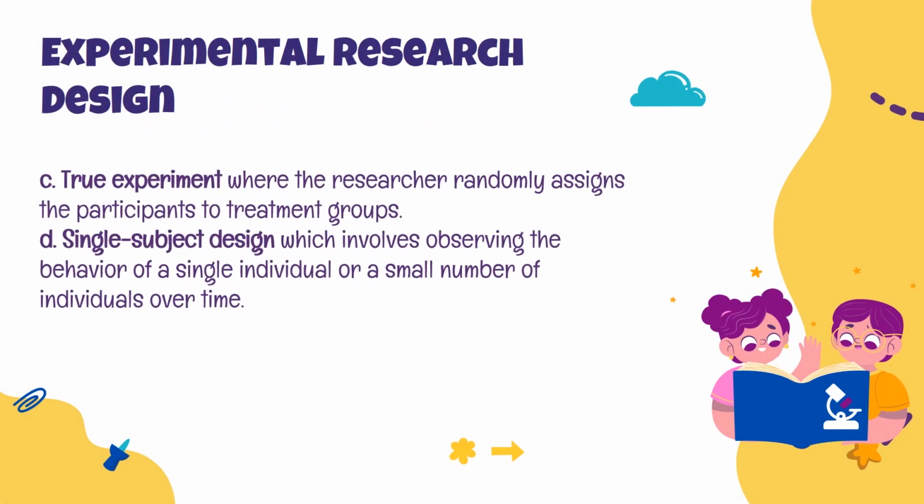The third one is the true experiment. It is where the researcher randomly assigns the participants to treatment groups. The last one is the single subject design. It involves observing the behavior of a single individual or a small number of individuals over time.